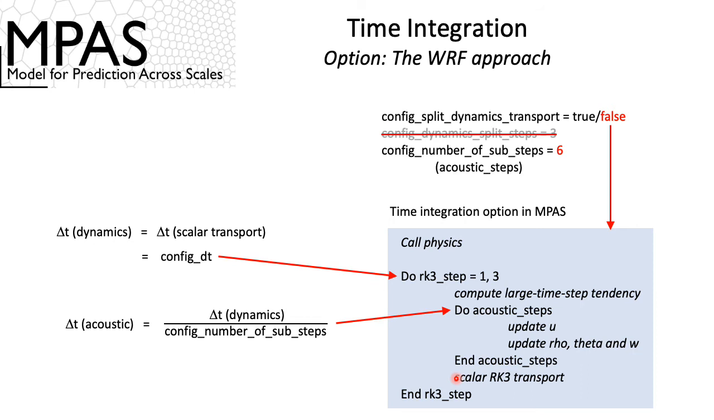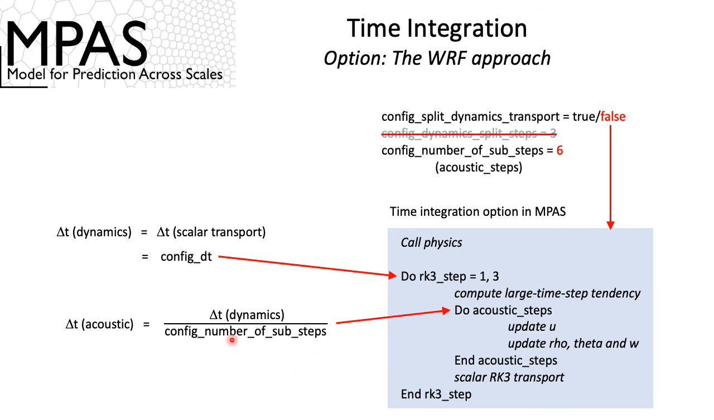And in that case, you've only got 2 time steps that you have access to. The main time step that you set in the model, this config_dt, is just the time step of the dry dynamics because it's the same as the time step of the RK3 transport.